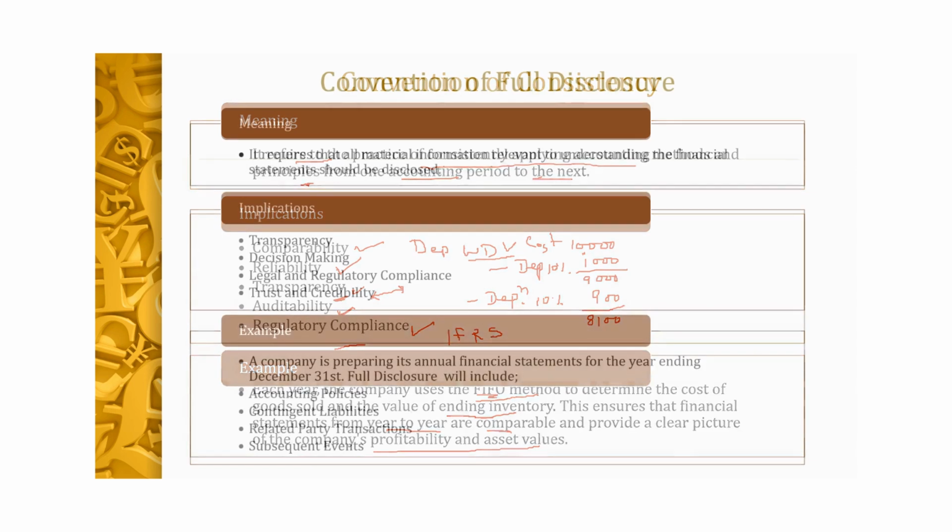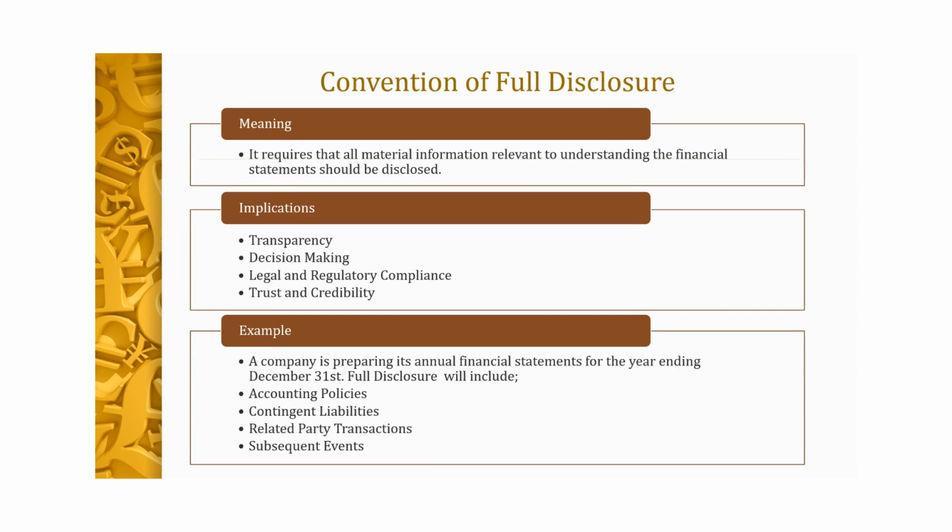Next convention that we have is the convention of full disclosure. Now what the convention of full disclosure says is that each and every material information, material here meaning important information which is relevant to understanding of the financial statements, is to be disclosed. As the name suggests, full disclosure means nothing is to be hidden, everything is to be disclosed fully, right?